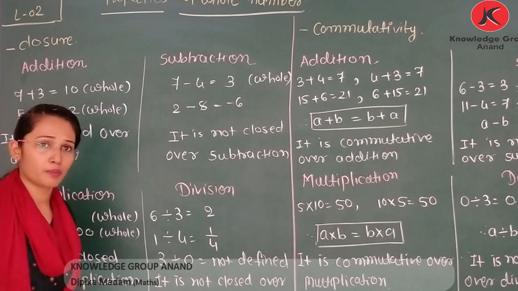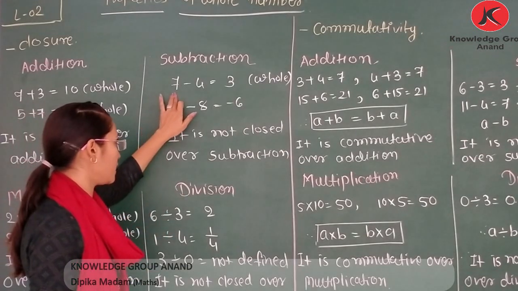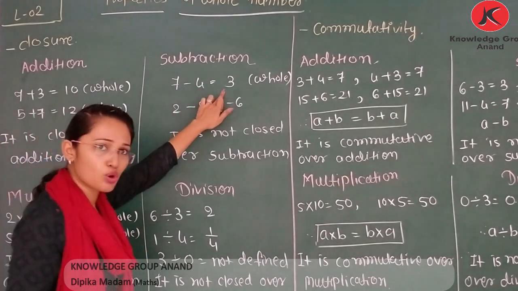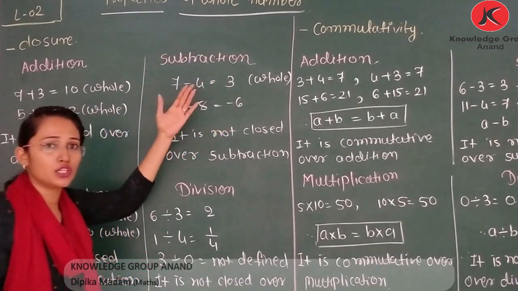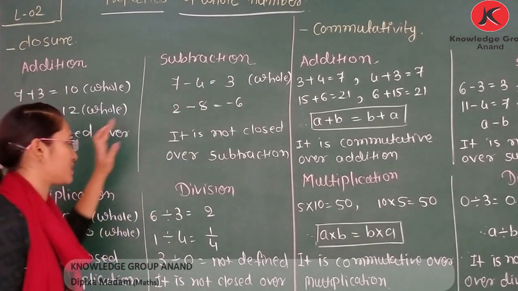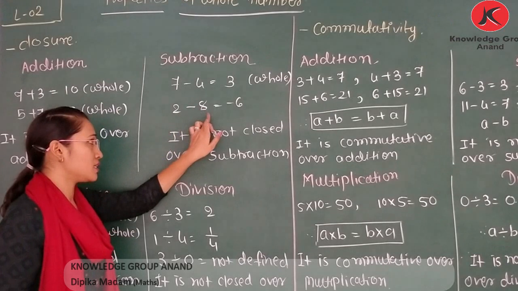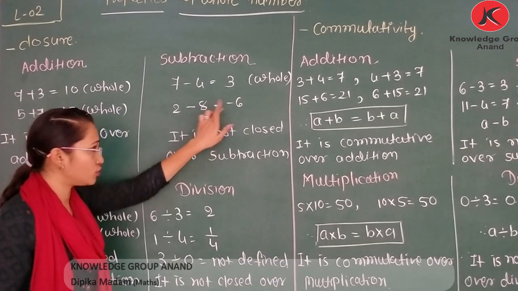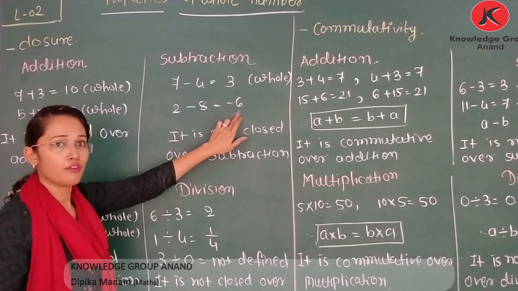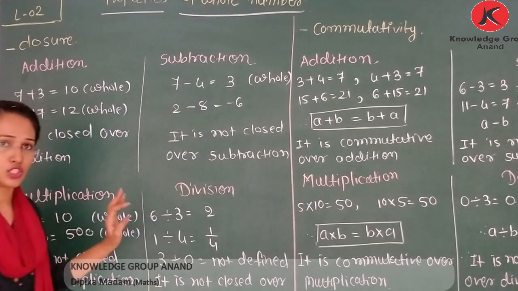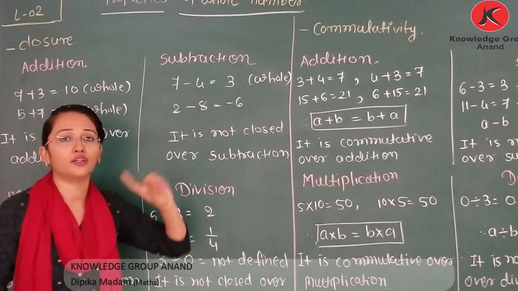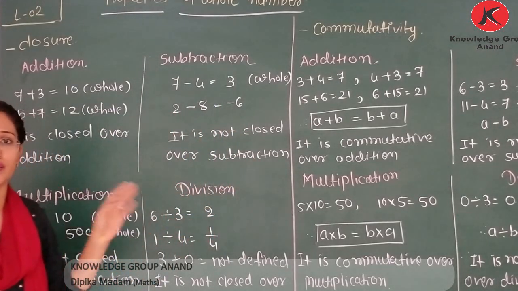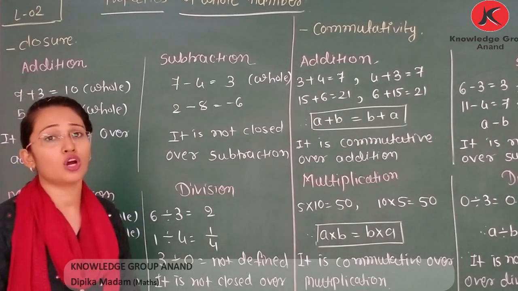Now we will check for subtraction. First is 7 and second number is 4. We will subtract them. Answer 3. That is a whole number. But if you change the number, take some other numbers, for example 2 and 8. If you subtract whole number 8 from whole number 2, you will get -6. Why? This is the concept of integers. -6 is an integer, not a whole number. If you subtract a bigger number from a smaller number, the answer is negative, and that is not a whole number.